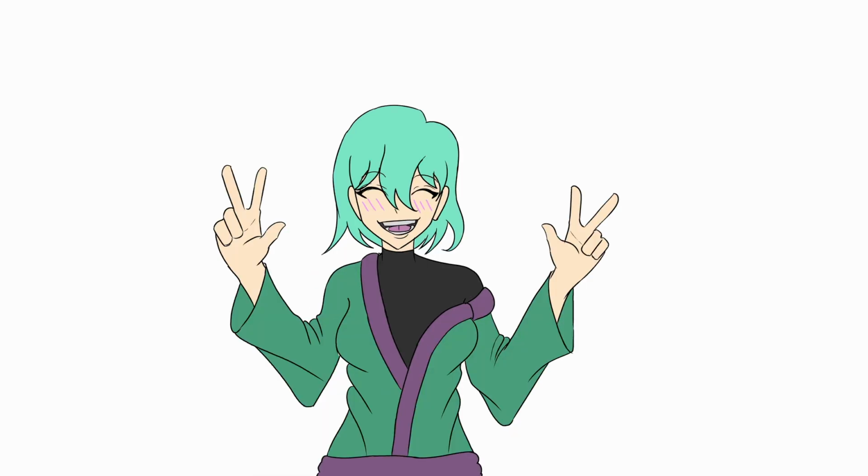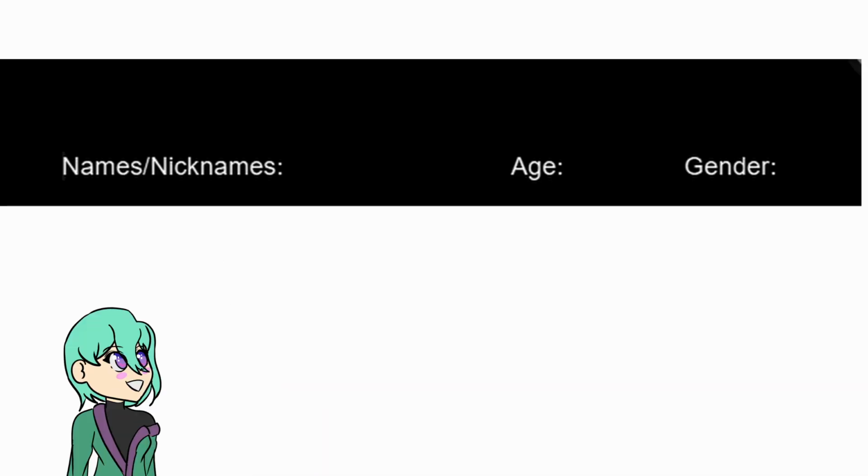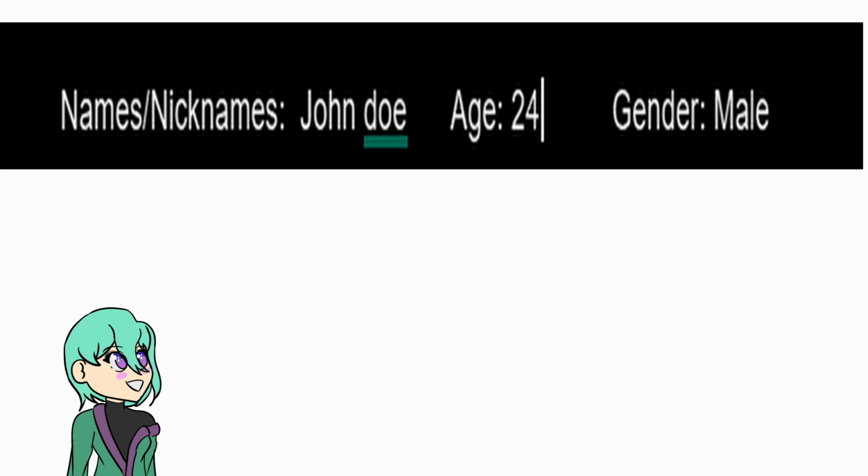Now let's get started. First off, we have name, gender, and age. This is where you'd put their name, nickname, age, and gender. I'll be creating a character with this template as well so you could see how to make them. First, let's start with the gender. I think their gender will be male. For convenience sake, I will name him John Doe. His age will be 24.